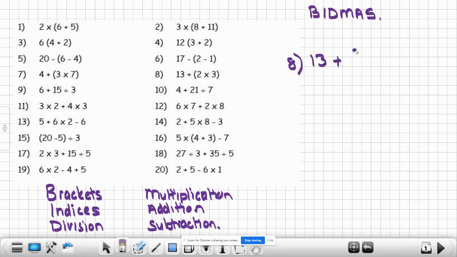13 plus 2 times 3. So we have to deal with the brackets first. So that's going to be 13 plus 2 times 3 is 6. And if we add 13 and 6, we will get 19.